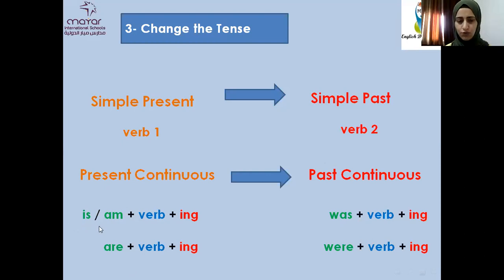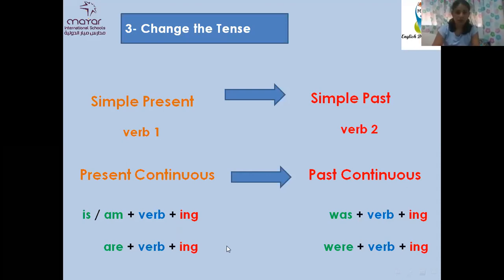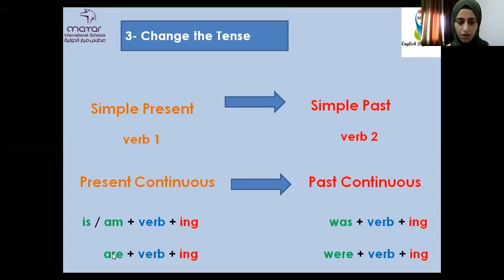What is the sentence form of it? What do you add to the verb? How do you write the verb? Okay, yes, is or am, plus verb plus ing. In the present continuous, we write the verb this way. We write before the verb is, am, or are, then we add to the verb ing.